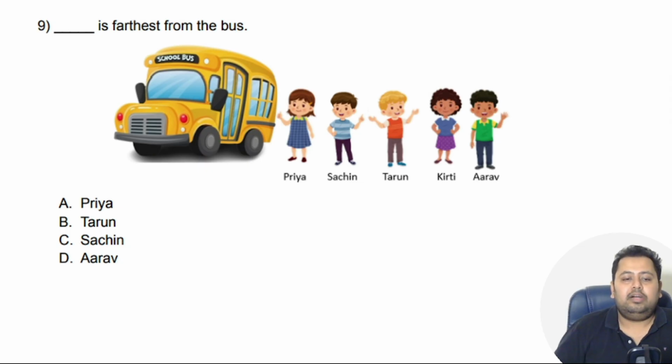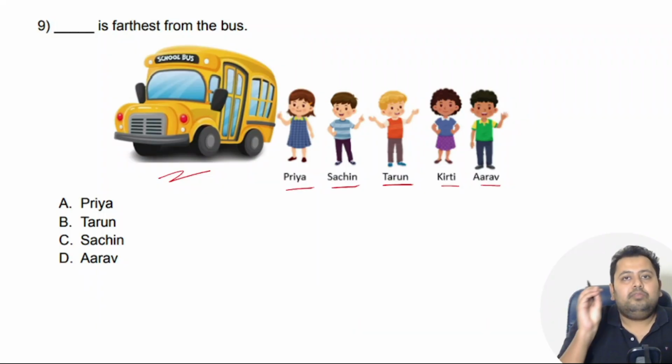Dash is the farthest from the bus. So a bus has been given over here. You see Priya, Sachin, Tarun, Kirti and Arav standing at some distance from the bus. So who is farthest from the bus? Farthest means at maximum distance. Who is actually at a distance that is higher among others?